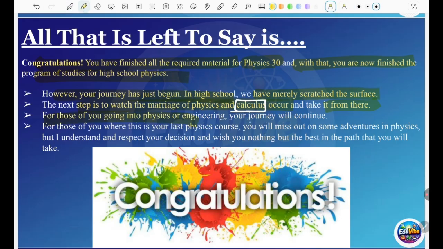For those who are going into physics for engineering, your journey will continue. For those for whom this is the last physics course, you will miss out on some adventures in physics, but I understand and respect your decision and wish you nothing but the best on the path you take. If you completed high school physics, that's the end of the physics course. If you take physics in the future at university level, you have to go into more depth. As I said, we do physics and calculus, physics and math, hand in hand.